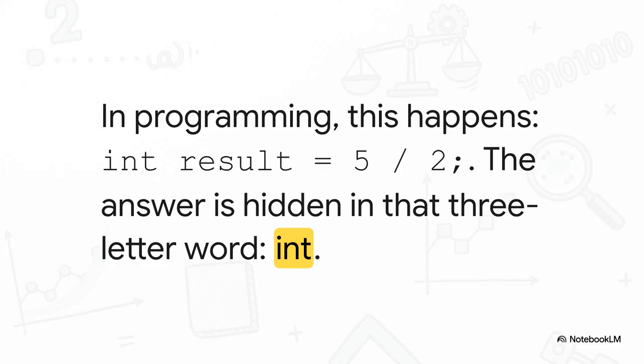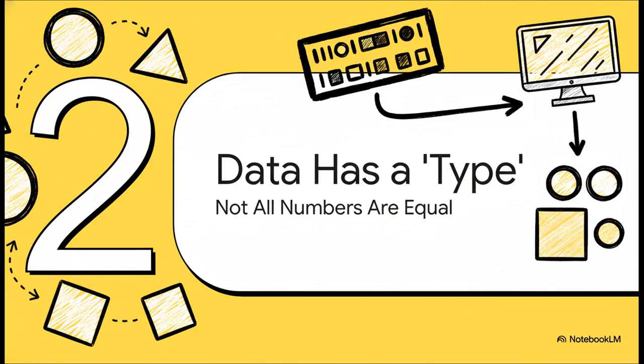Well, this kind of thing happens in a line of code that looks just like this. And the solution to our whole puzzle? It's been hiding in plain sight this whole time. It's all about that little 3-letter word right at the beginning: int. And that little word brings us to our first major clue.